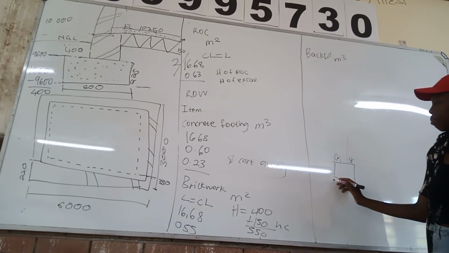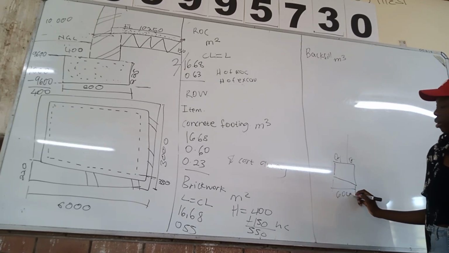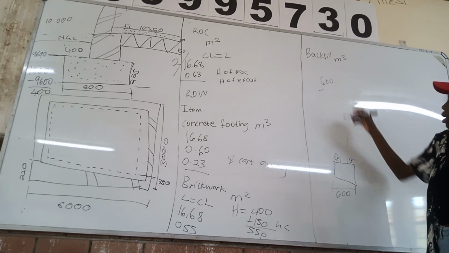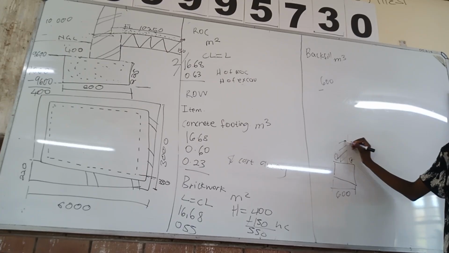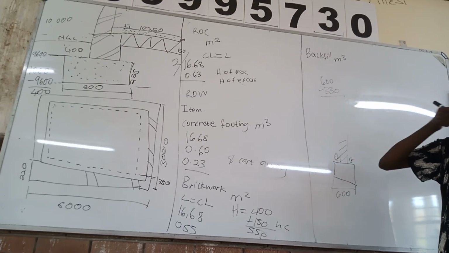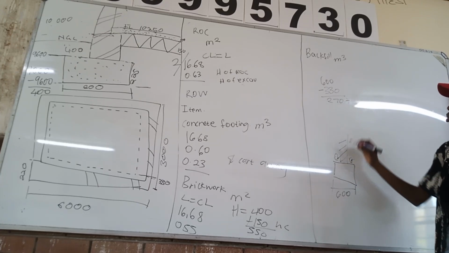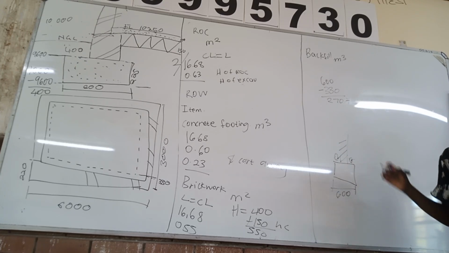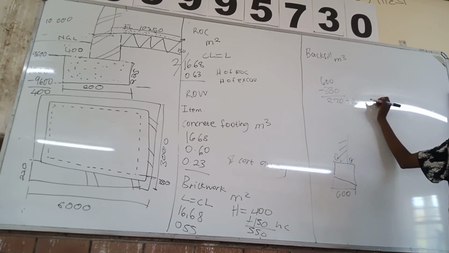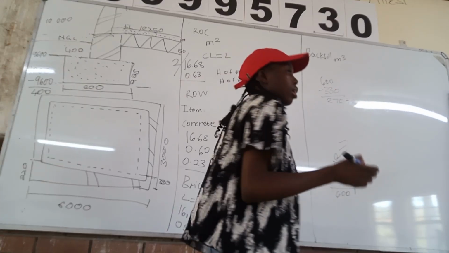So to get the width of the backfill, we need to take the width of the concrete footing, which is 600 again, minus the wall, which is 330. What do we get? 270, and then we divide by 2 because we have two sides again. So 270 divided by 2, what do we get? 135.